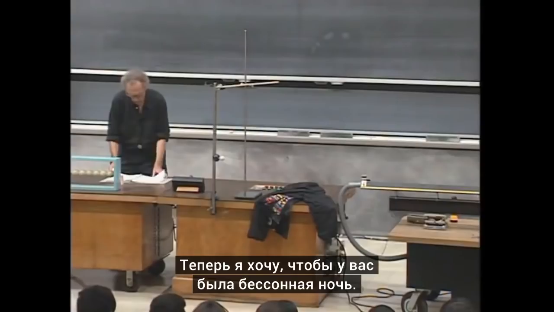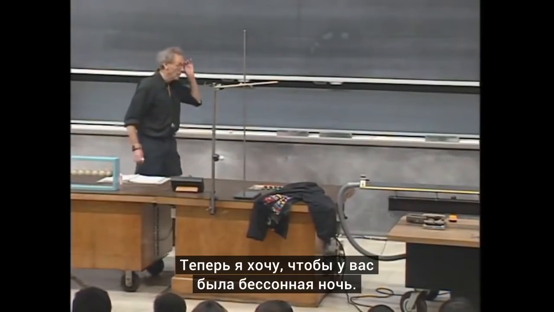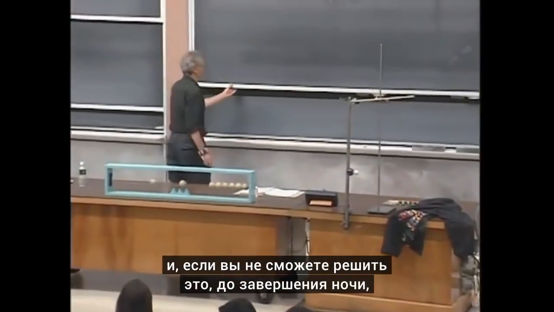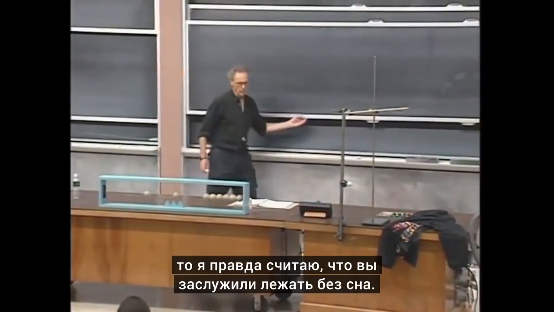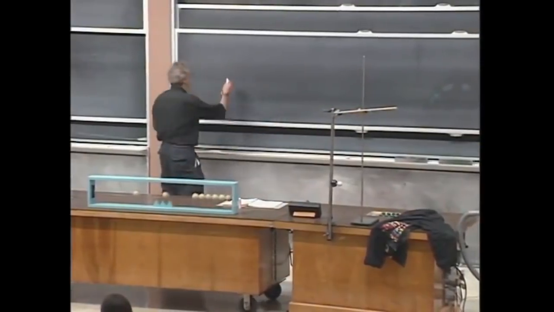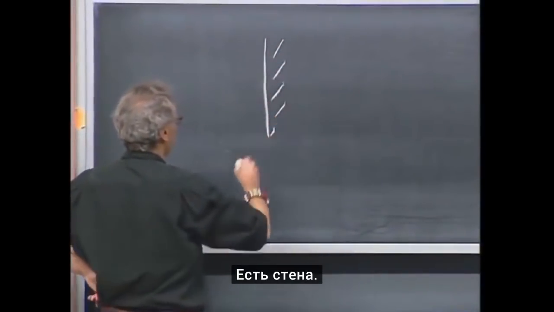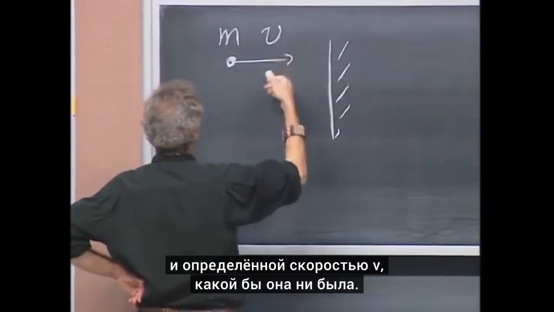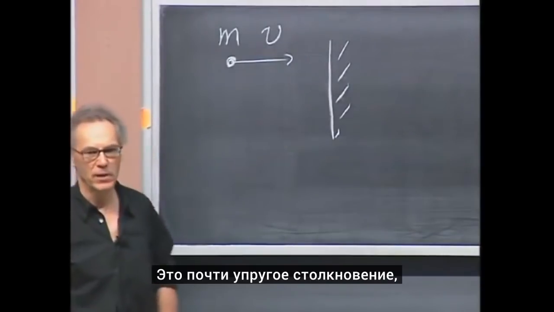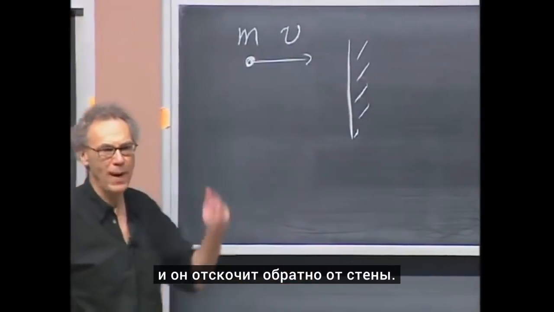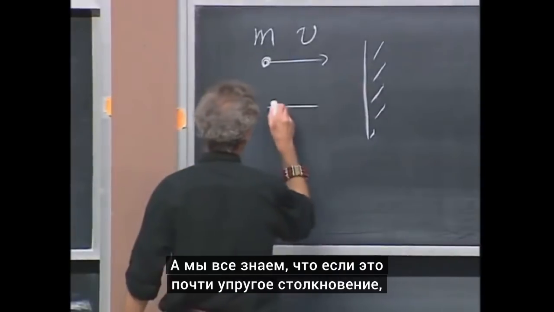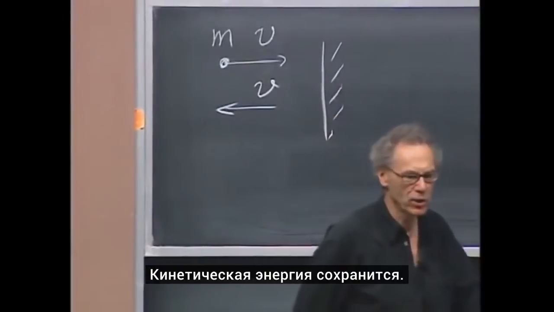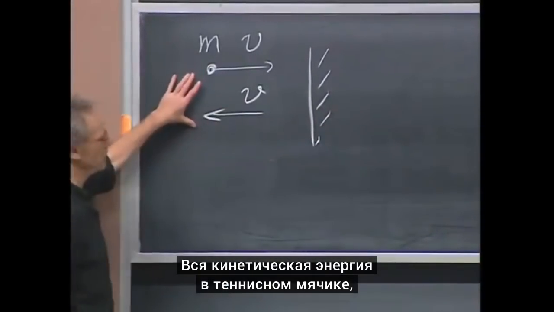Now, I want you to have a sleepless night. I want you to think about the following. And if you can't solve it before the night is over, then I really think you should lie awake. Here is the wall. Here is a tennis ball that comes in with a certain mass m, and it has a certain velocity v, whatever that is. It's a nearly elastic collision, and it bounces back from the wall. And we all know that if it's a nearly elastic collision, it comes back with the same velocity. Kinetic energy is conserved.